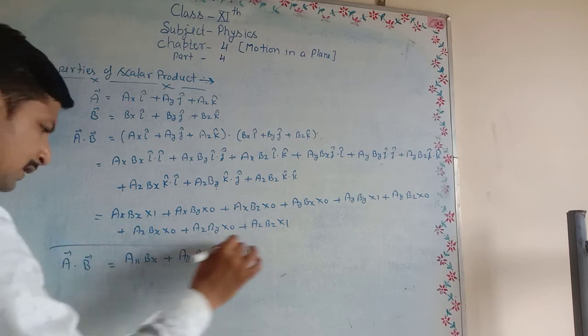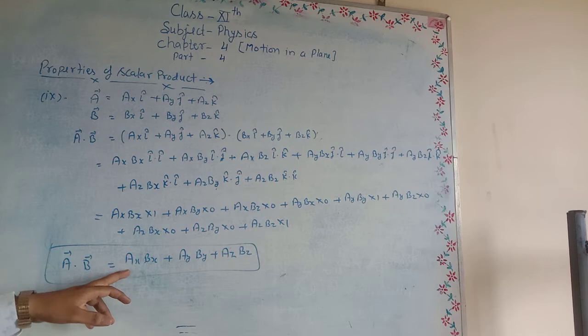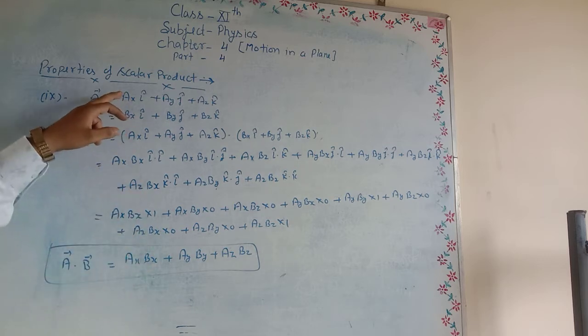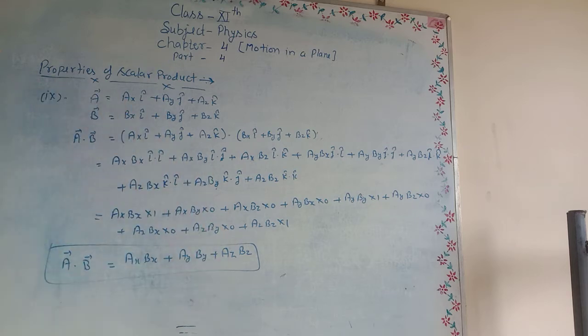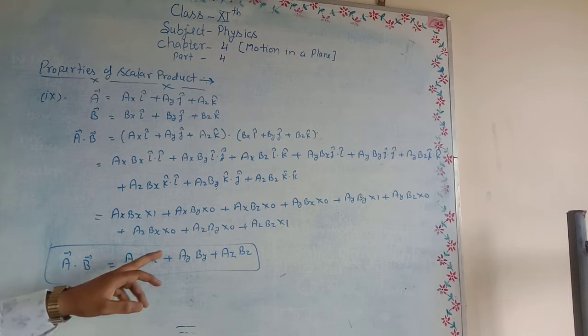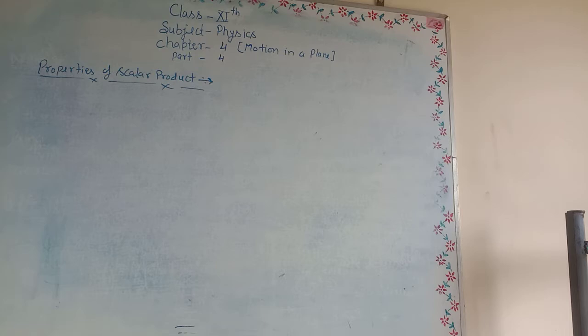Okay students, instead of doing such a long method, you can also do it like this: we can write Ax Bx, Ay By, Az Bz, and the remaining terms are already 0. Then we write A dot B is equal to Ax Bx plus Ay By plus Az Bz. Okay students, next property.